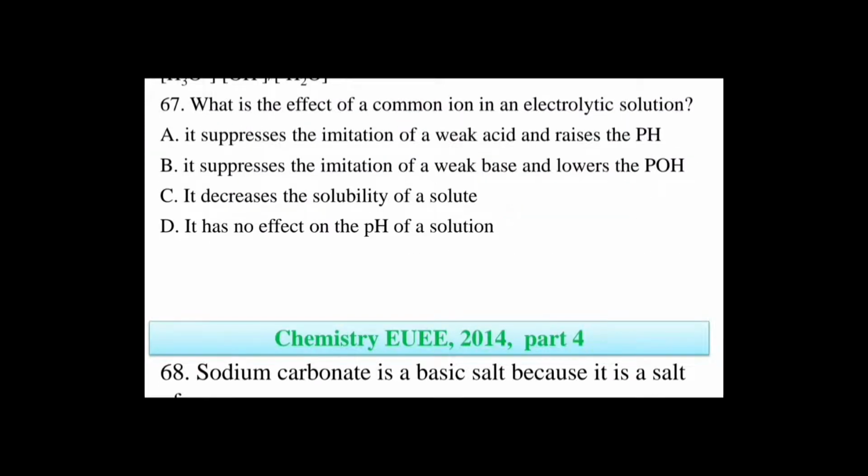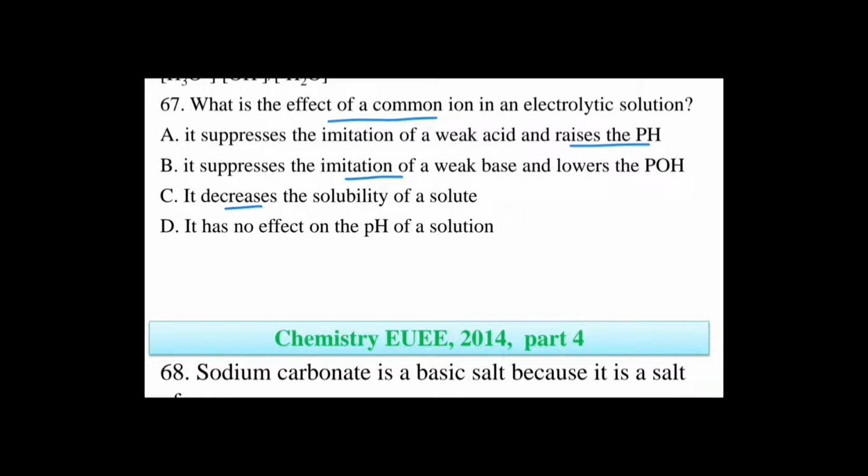Question number 67, what is the effect of common ion in the electrolytic solution? A, it suppresses the ionization of weak acid and raises the pH. B, it suppresses the ionization of weak base and lowers the pOH. C, it decreases the solubility of a solute. D, it has no effect on the pH of the solution.